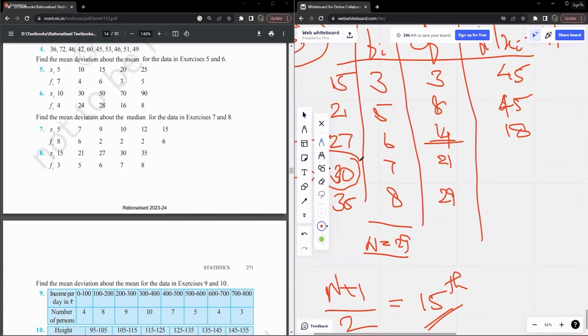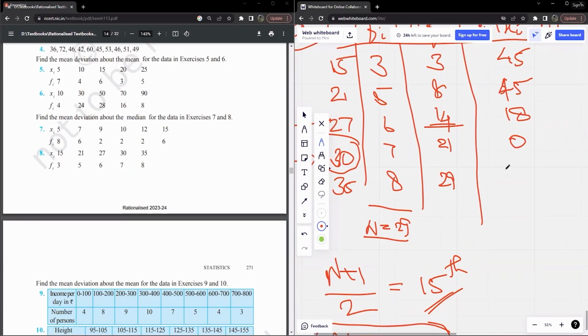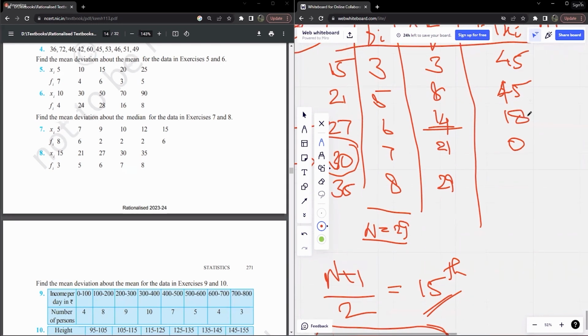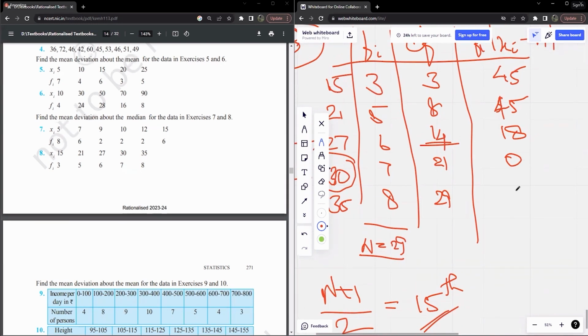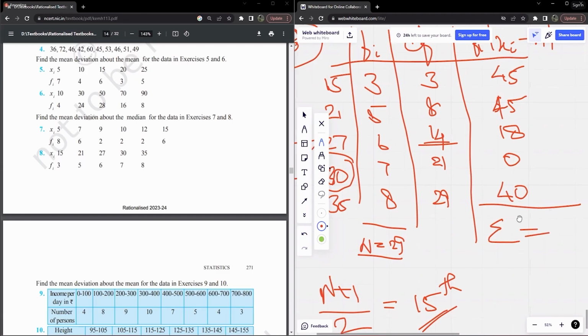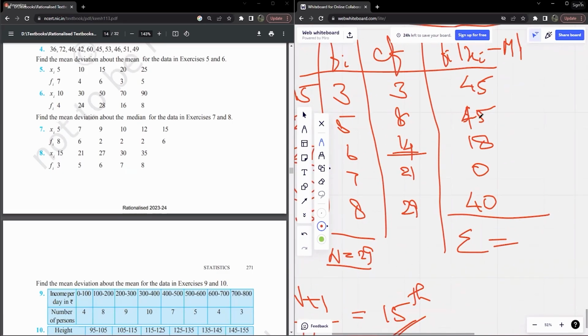All right. And then 30 minus 30 is 0, and everything is 0. 35 minus 30 is plus 5. 5 into 8 is 40. So the summation of this is going to be 45 plus 45 is 90, plus 40 is 130, and 130 plus 18 gives me 148.